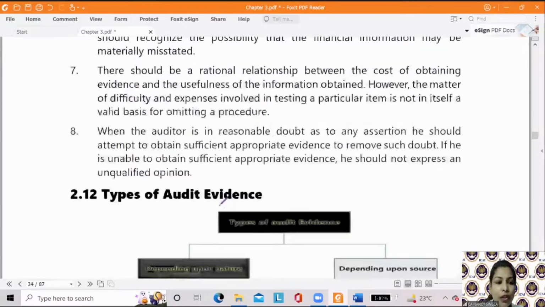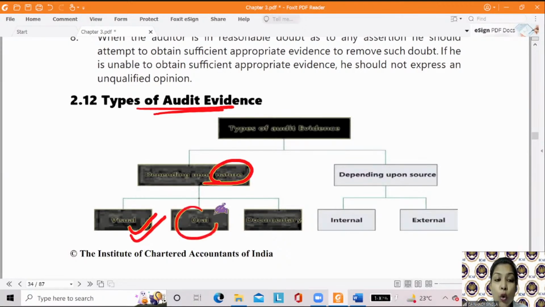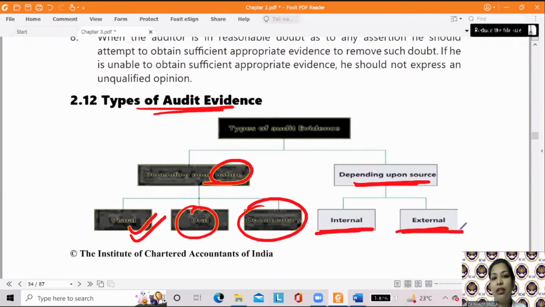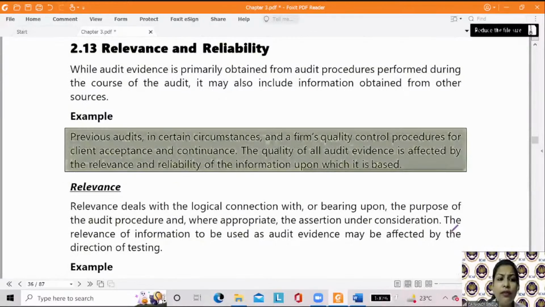So this topic, see, types of audit evidence, that depending upon nature, it can be visual, that is when you are just inspecting, oral when you are inquiring, documentary when you are getting anything in writing. Depending upon the source, it is internal and external. Internal is which is generated within the entity. External is third party, right? Based on this, it is a very simple topic. You can go through it. Relevance and reliability. So relevancy, it is mentioned: logical connection with the purpose of audit procedures, है ना.